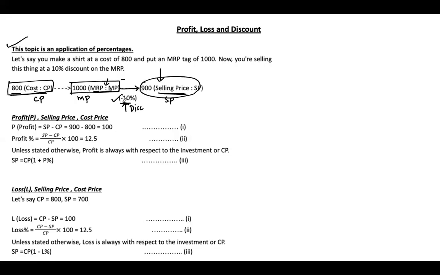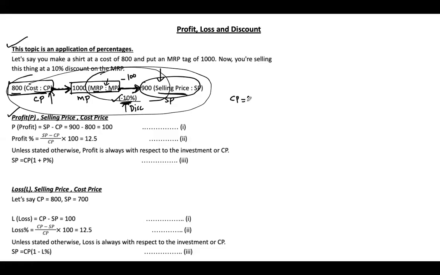10% on what? You have given 10% discount on what? Marked price. 10% of 1,000 is 100. Remember the arrows. Arrow plays a significant role. Tells you that in this scenario, this is the base. Also the relationship between cost price and marked price, let's see.